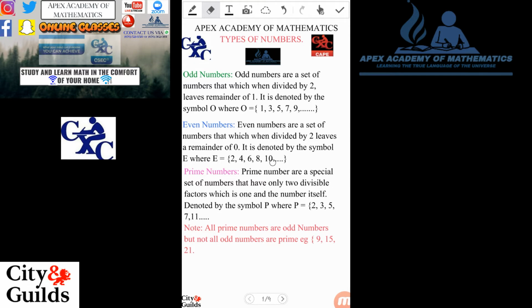Any one of these numbers that you try to divide by 2, it will go exactly into that number and there will be no remainder. I think that is quite clear enough for you for what even numbers are.